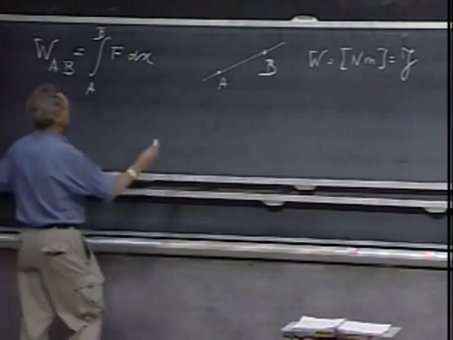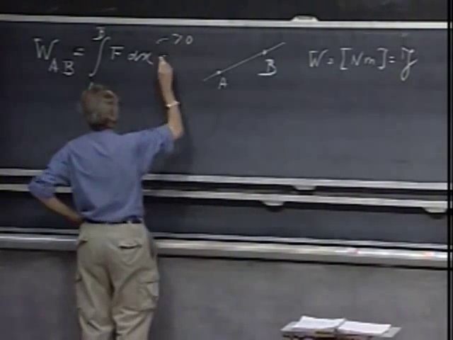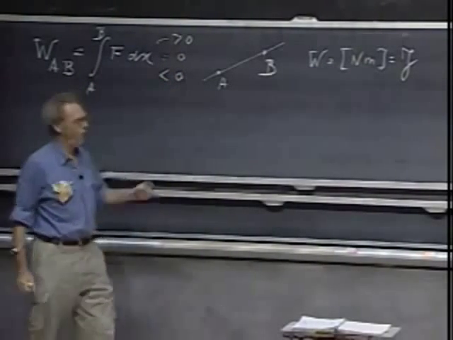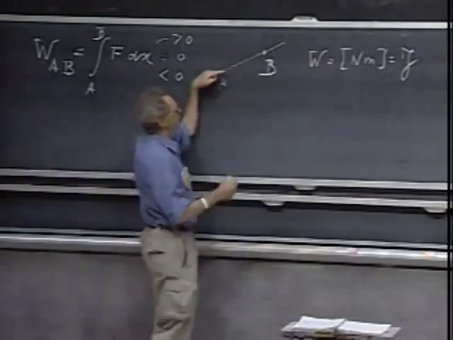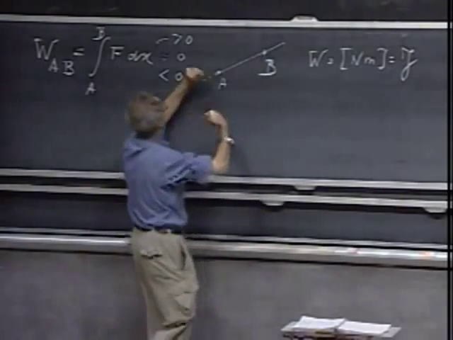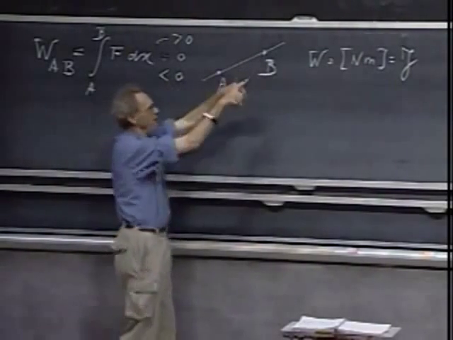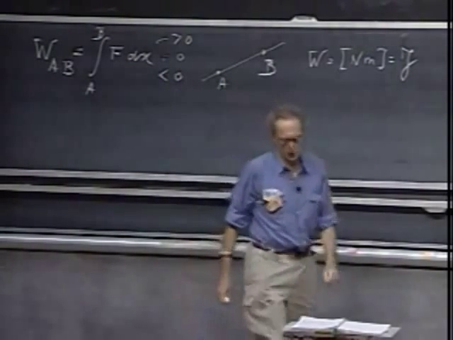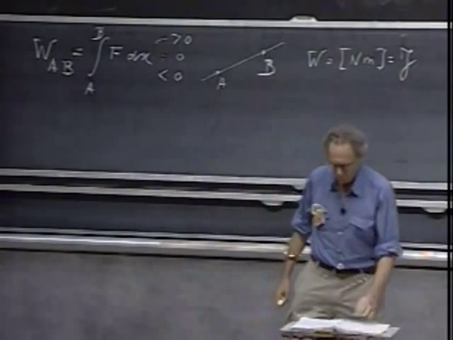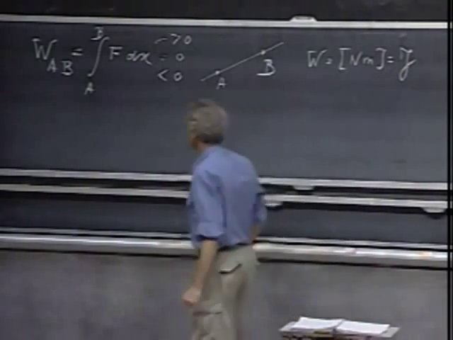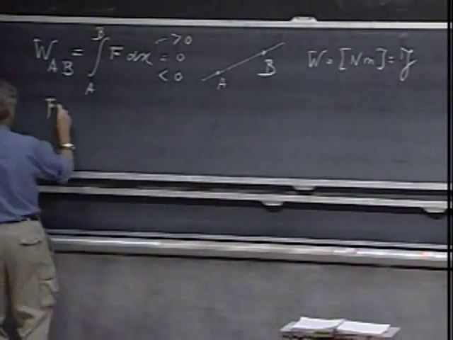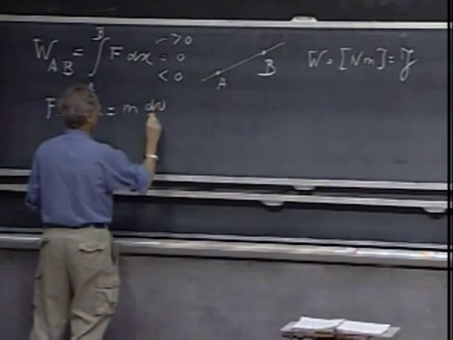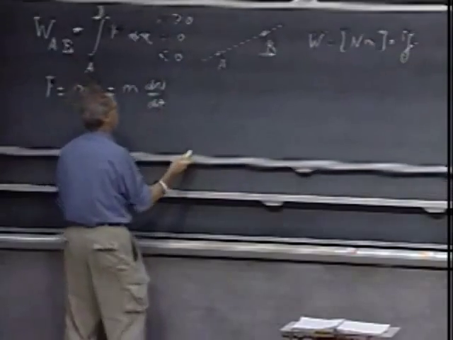Work is a scalar, so this can be larger than 0, it can be 0, or it can be smaller than 0. If the force and the direction in which it moves are in opposite directions, then it is smaller than 0. If they're in the same direction, either this way or that way, then the work is larger than 0. F equals ma.